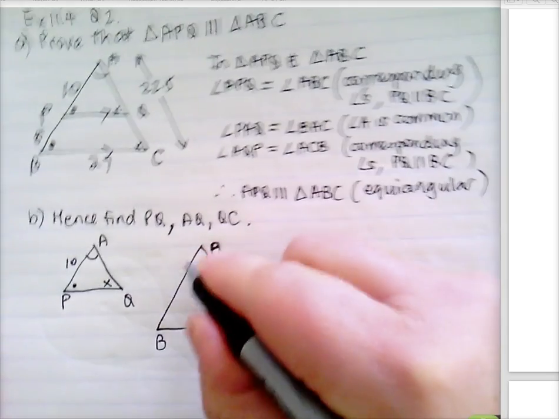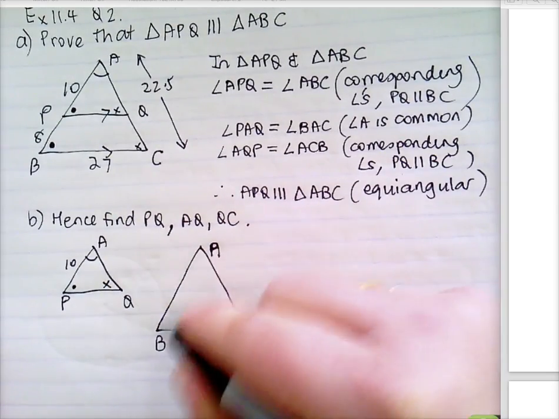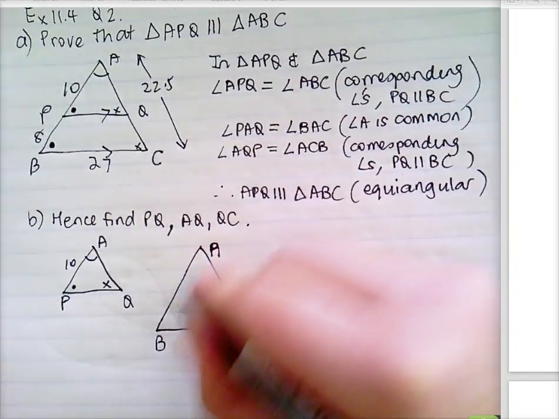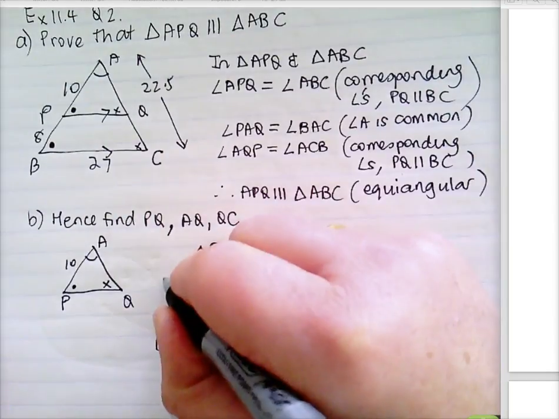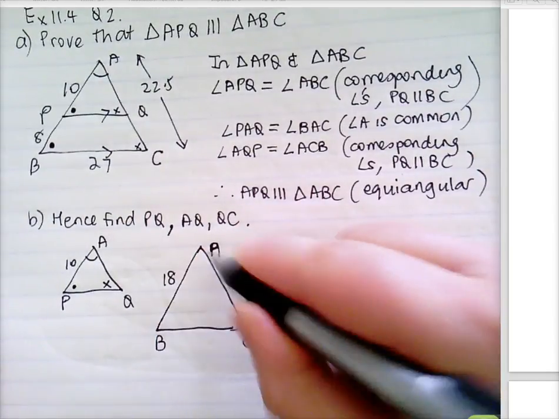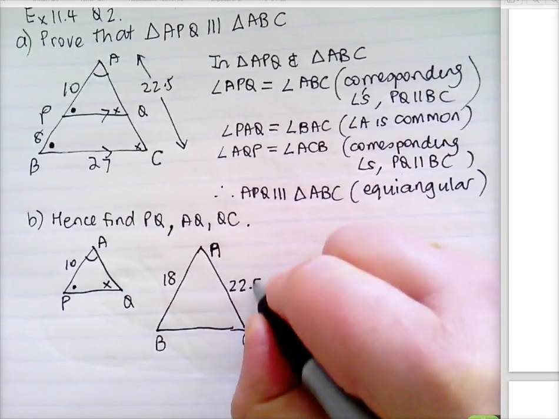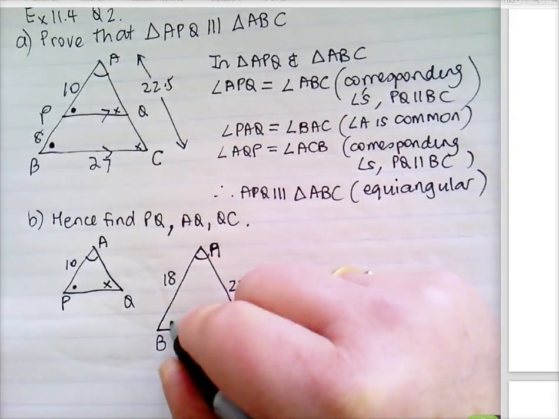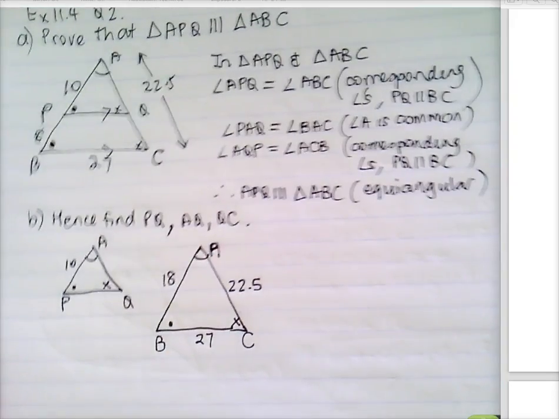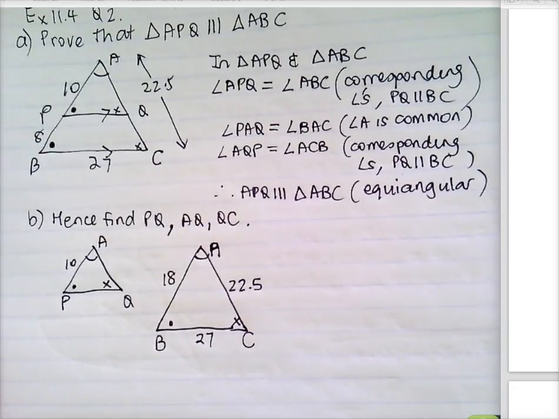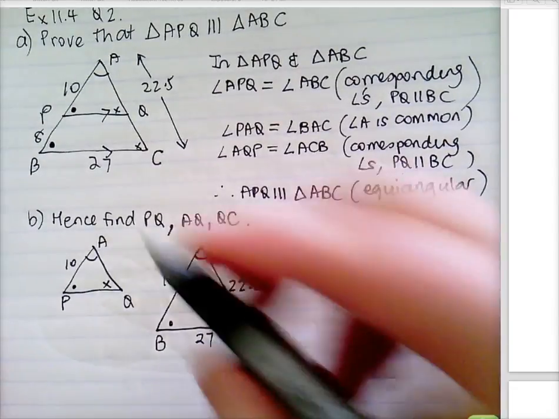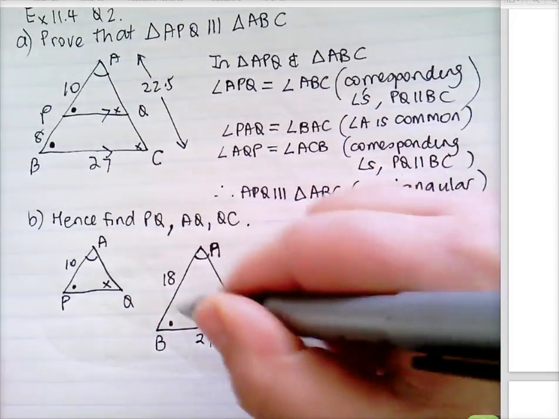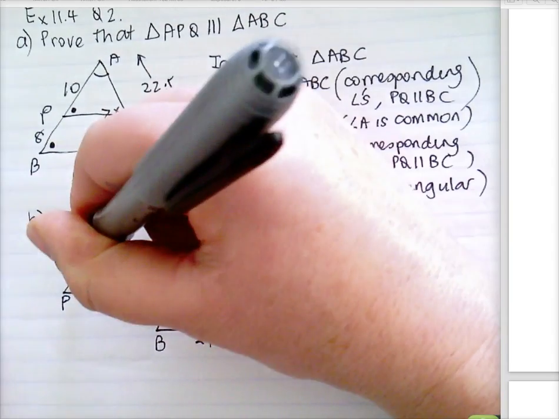All right, then I've got the big triangle ABC. What lengths can I put for AB? How long is AB? This one: 10 plus 8 is 18. Good. What about this one, AC? 22.5. And what about BC? 27. And I'm going to put the markings on there as well. We don't know what length AQ is, but I think we've got enough because we've got one complete pair.